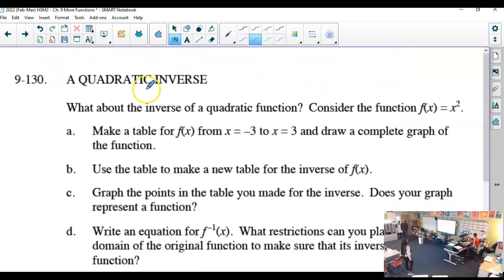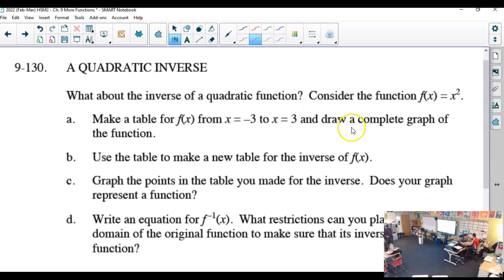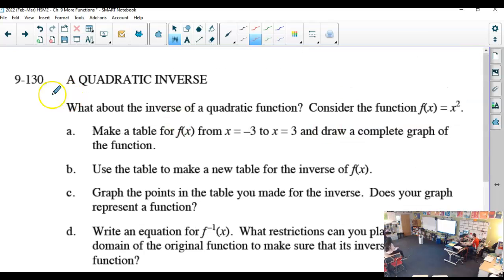All right, so what about the inverse of x squared? Square root x. So the inverse of x squared is square root x. So how can you visualize how that looks? You got the big square and then the little square root, and then you got x.